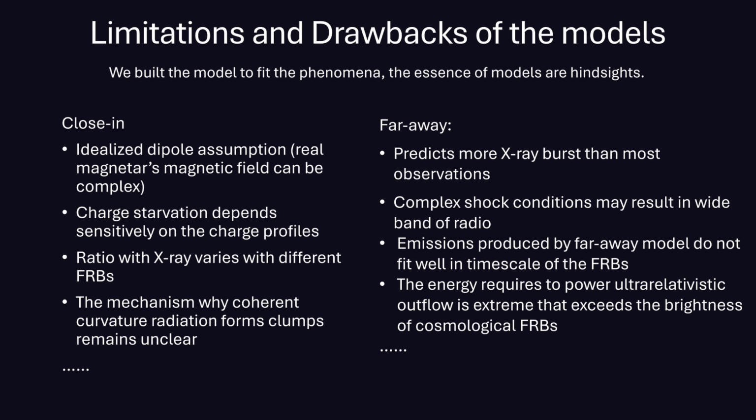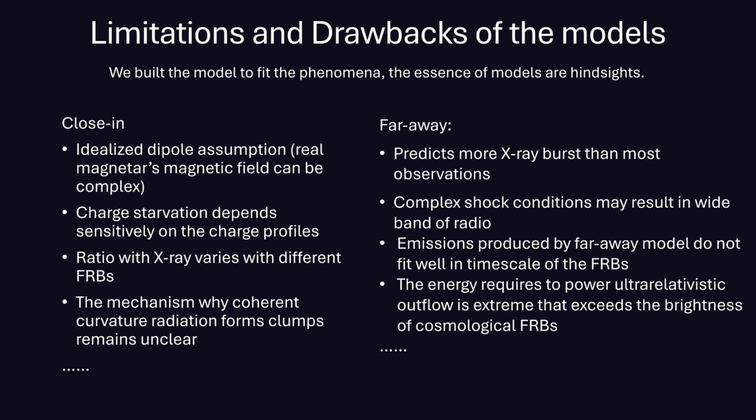For example, in the close-in model, we assumed the geometric shape of the field lines is like a magnetic bar. The real picture of the magnetic field around a neutron star can be very complicated, while the charge starvation model also sensitively depends on the charge profile near the neutron star, which can also be complex. And the ratio between radio wave and X-ray is not fixed. The mechanism must adapt to these changes. What's more, the formation of the synchronized curvature radiation remains unclear.